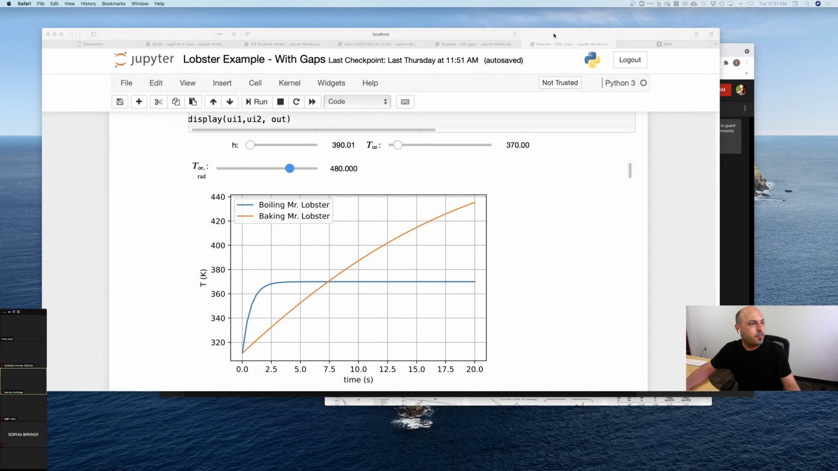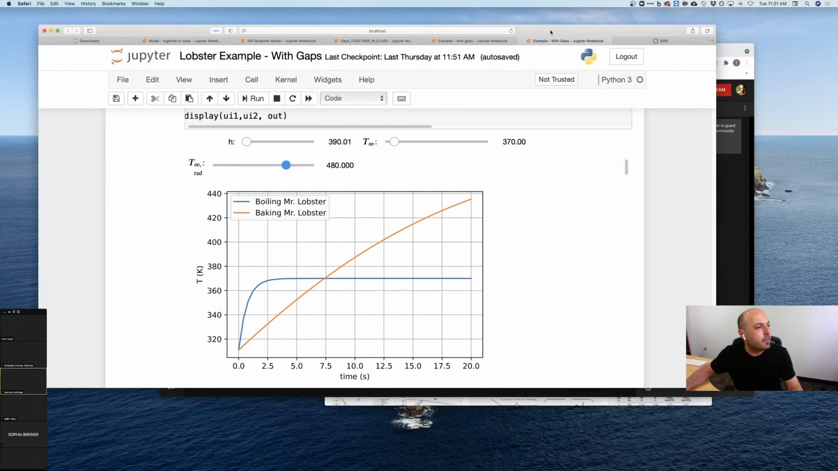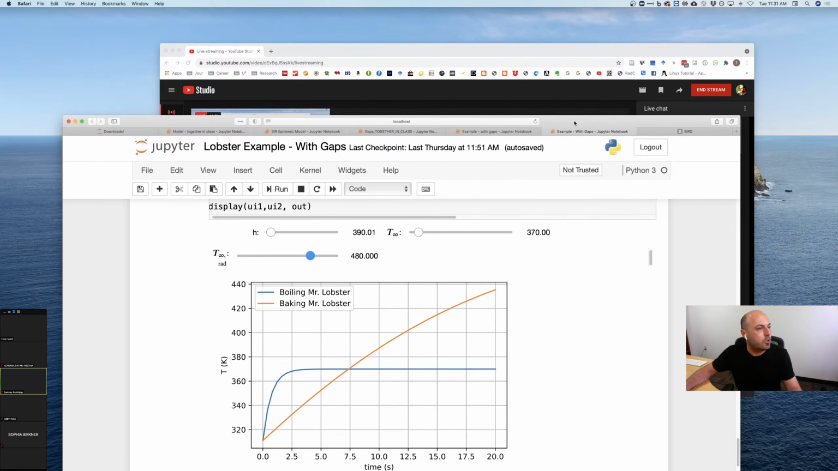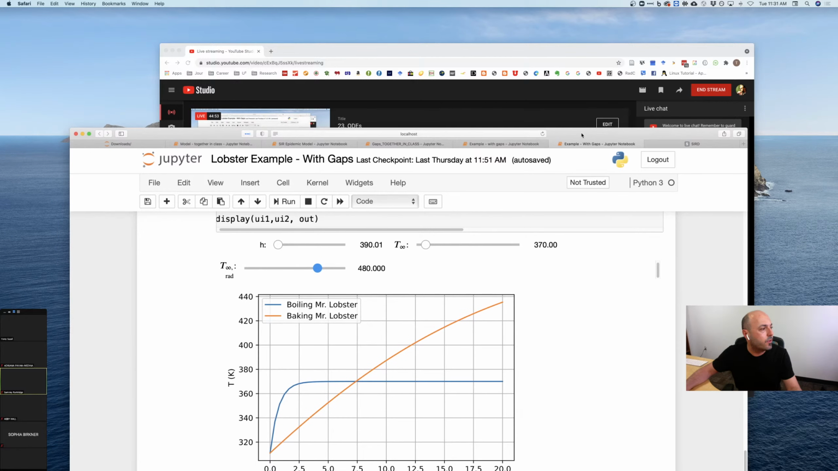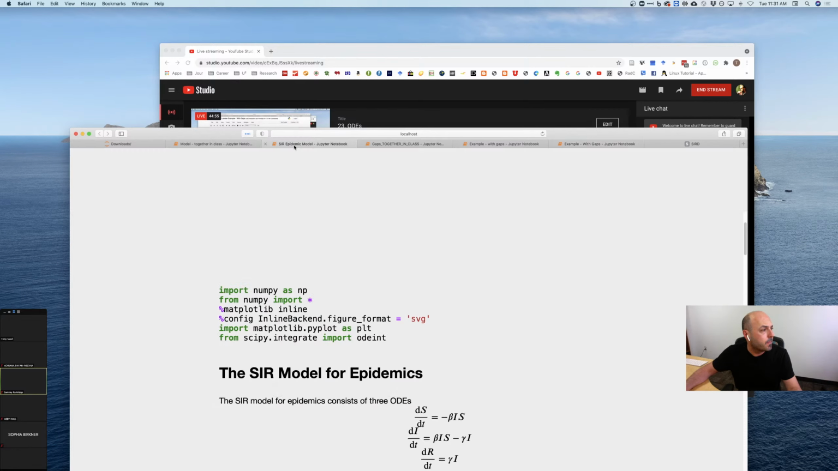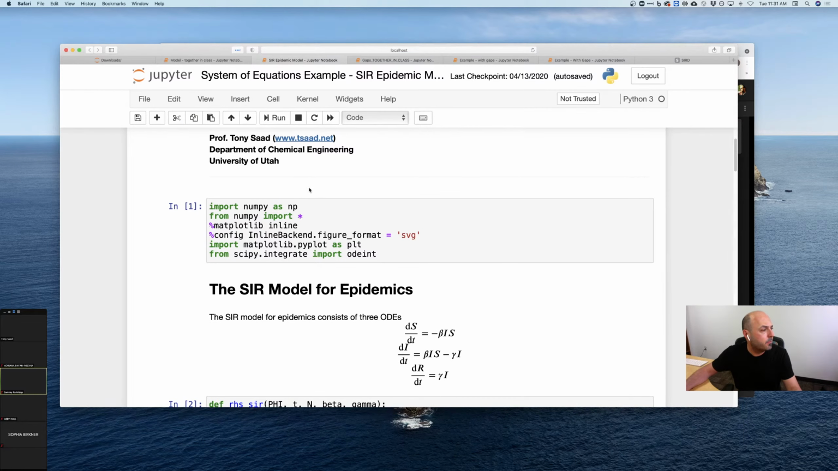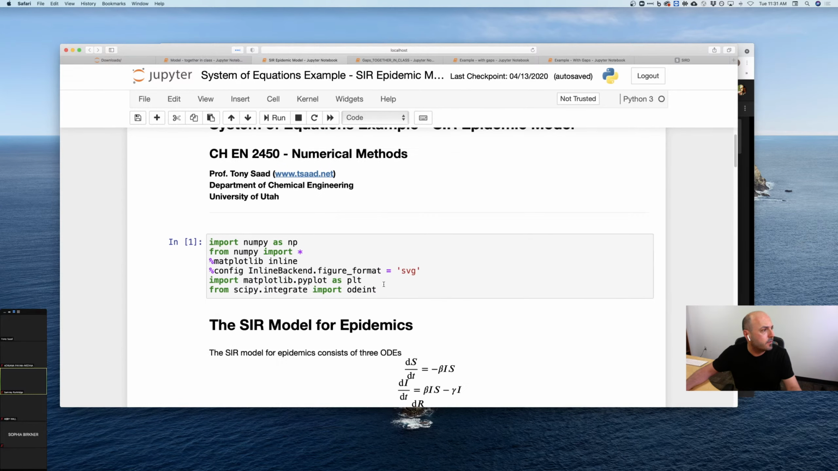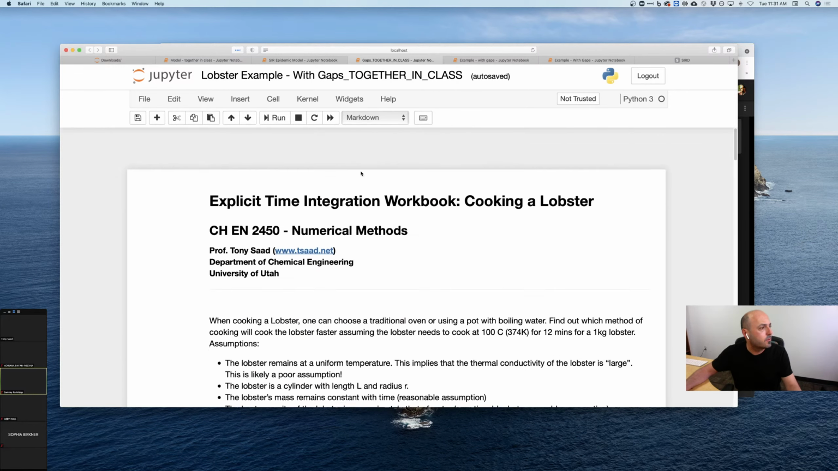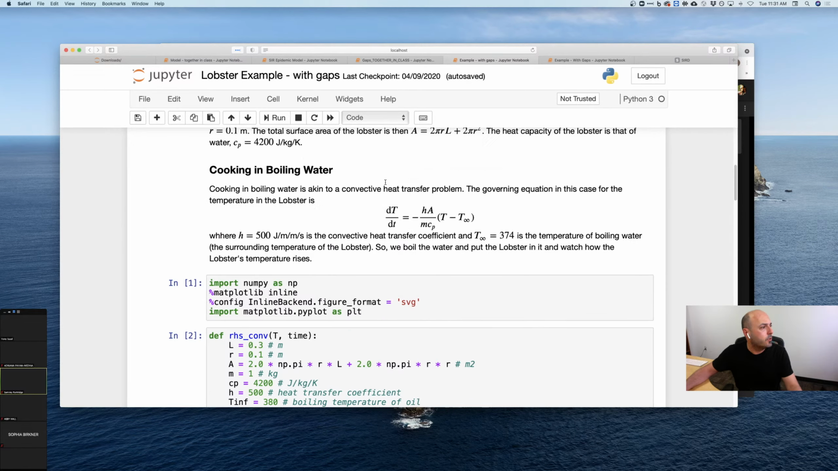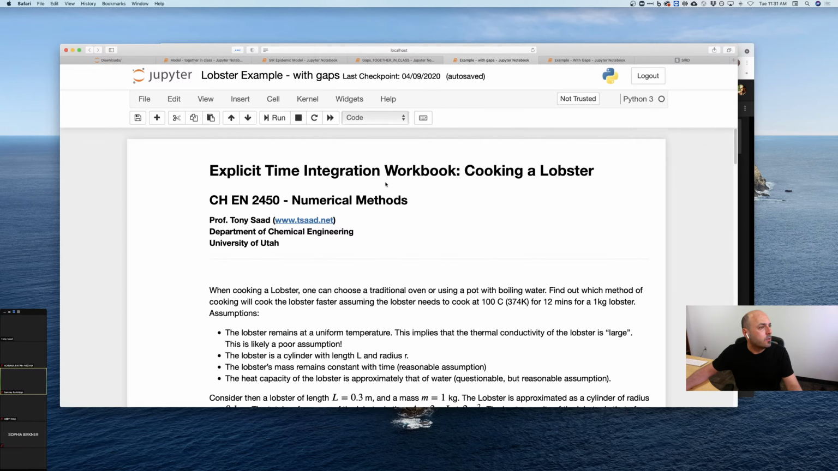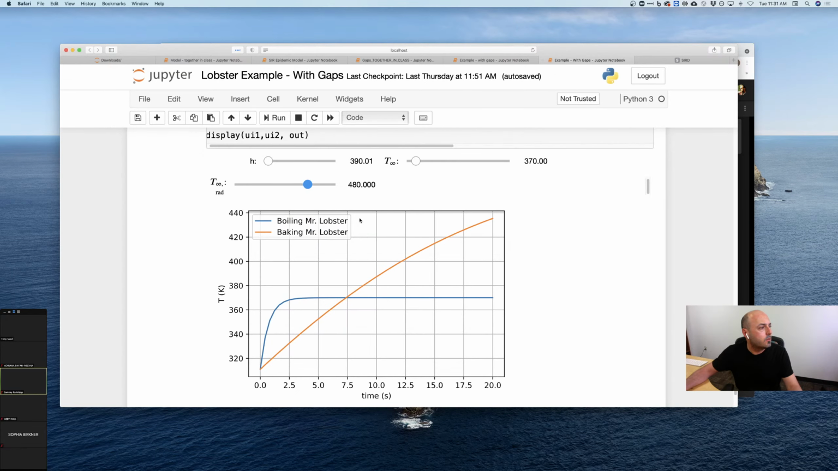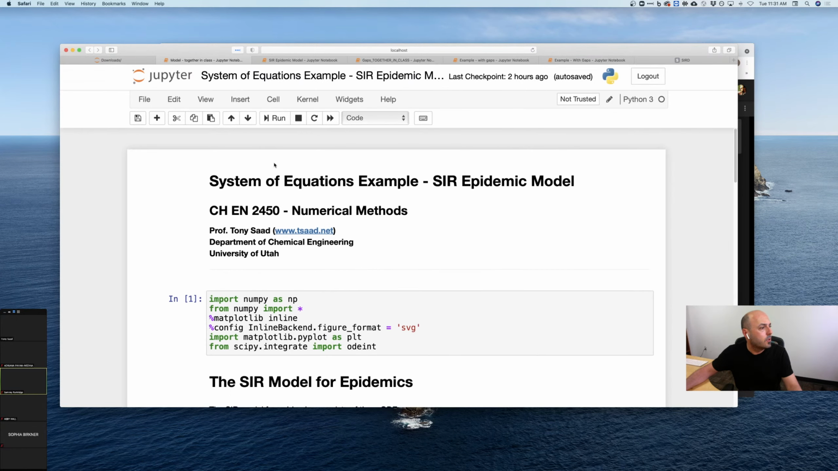All right, everyone, I am back on Zoom. Go ahead and download the SIR epidemic example with gaps. Let me see, do I have the one with gaps? Opened up over here. SIR example with gaps. Okay.